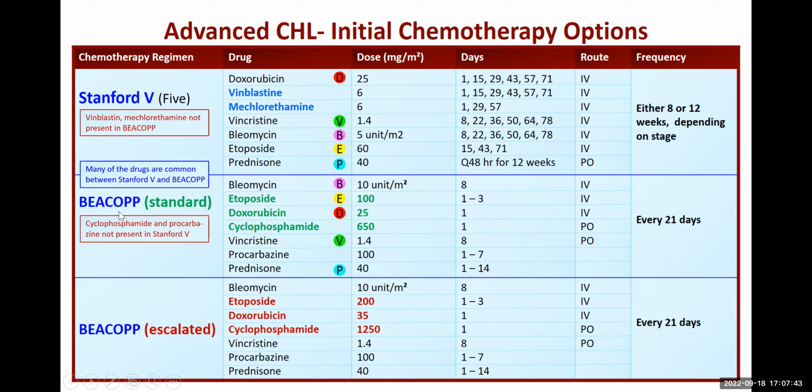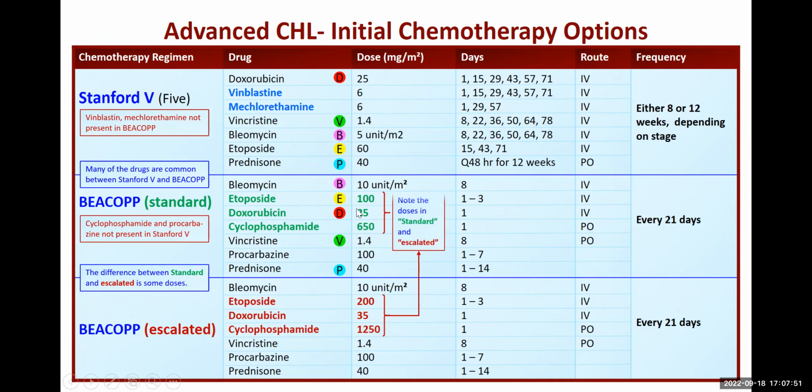And we have got BCOP and we have got escalated BCOP. So what is the difference? The difference is in some doses. And which doses have I given you over here? Etoposide 100 milligram per meter square, it is 200 milligram. Doxorubicin 25 milligram, it is 35 milligram. Cyclophosphamide 650, 1250. So that's the difference. Okay, this is all you have to know in this slide.